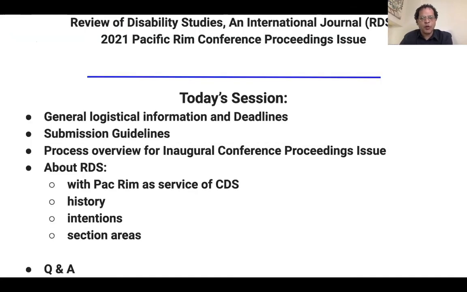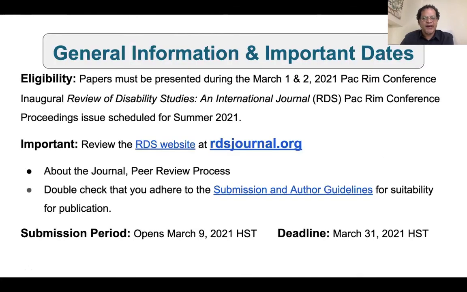A brief overview of what we'll cover in this session. We'll go over some general logistical information and deadlines and highlight some of our submission guidelines for you. We'll give you a very basic overview of the process of submitting to this inaugural issue of the conference proceedings. We'll also give you a little background on RDS, how it fits with PAC-RIM as part of the Center on Disability Studies, its history, focus, and the sections of the journal. So that's a quick overview of what we'll do in this short screencast.